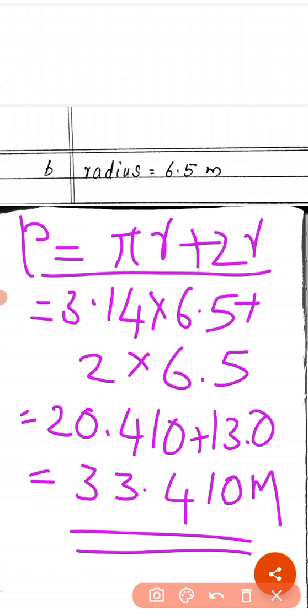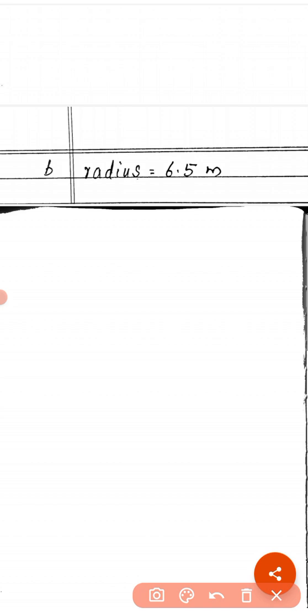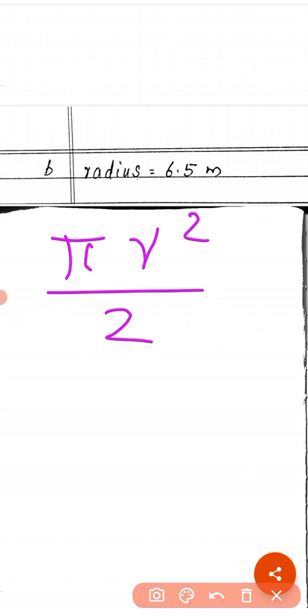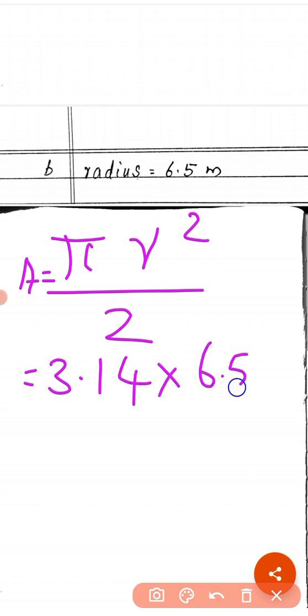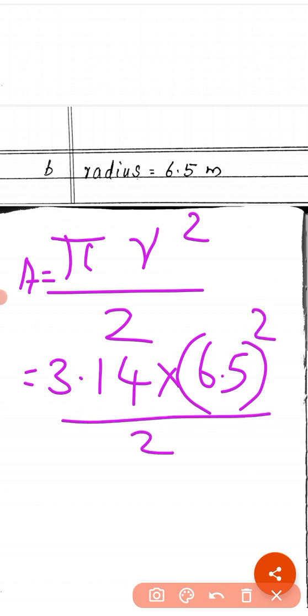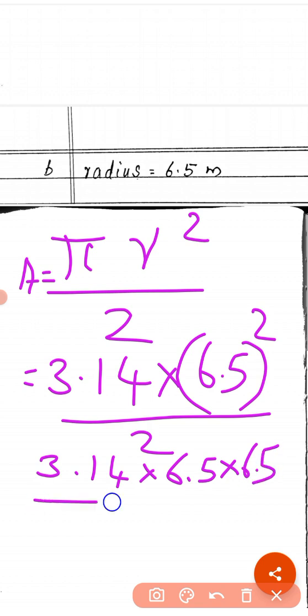Next we are going to find the area. Area is pi r square by 2. So 3.14 into 6.5 squared divided by 2. That is 3.14 into 6.5 into 6.5 divided by 2.